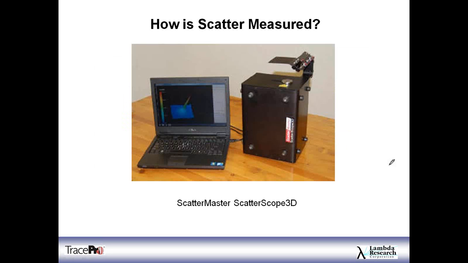Here's another option for measuring scatter. This is the ScatterMaster ScatterScope 3D. In this case, everything happens inside the box. It has a fixed incident angle. You place your sample up here on the measuring surface, and it records the value and generates a scatter measurement for you.